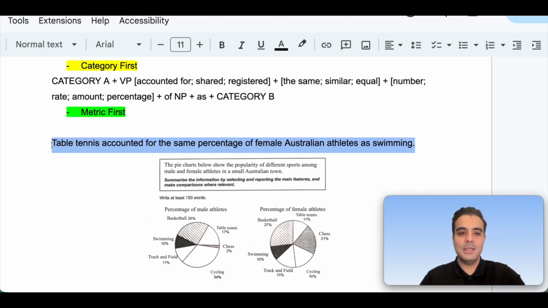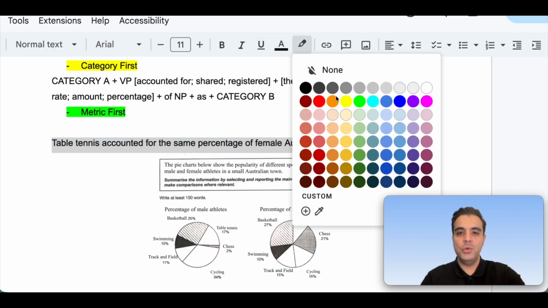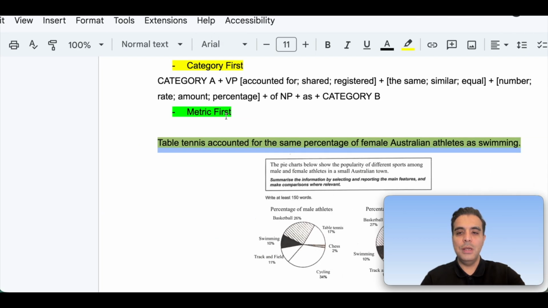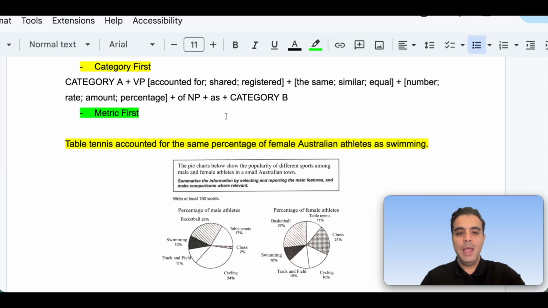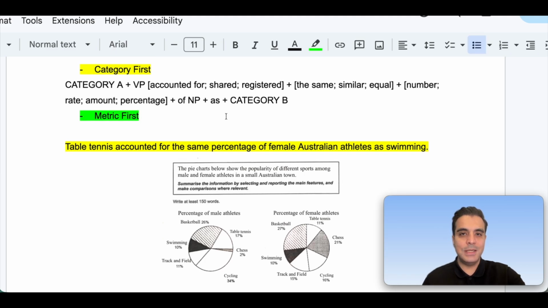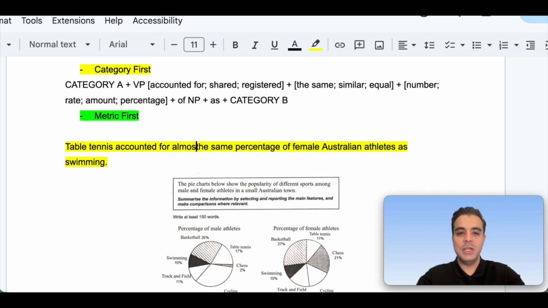Let me highlight this in yellow just to show you that we're using the category first structure. And I still need to make a few tweaks to it. For instance, swimming is at 10%, table tennis is at 11%. So they're almost the same, right? So I'm going to add the word "almost" here to show that they are not exactly equal.